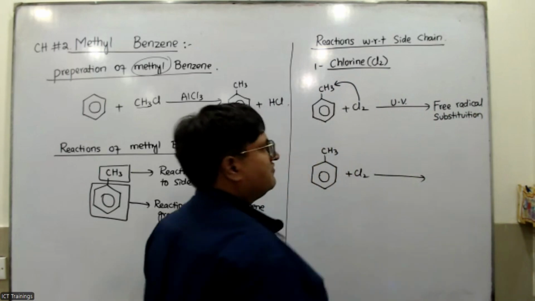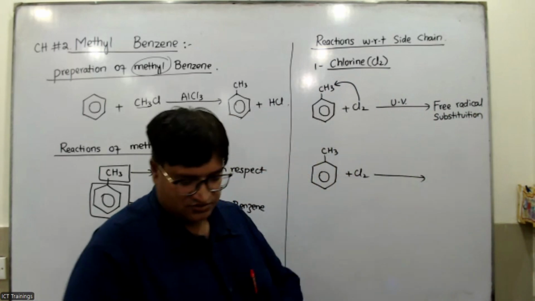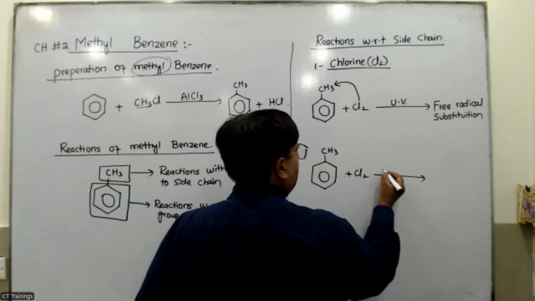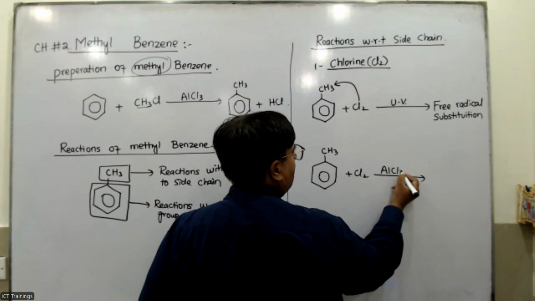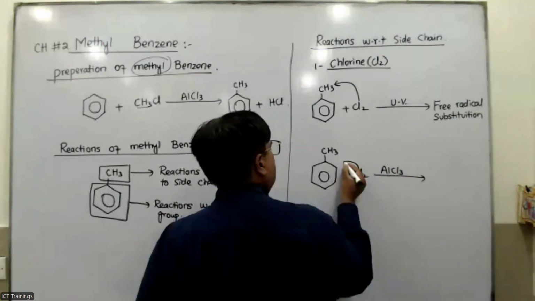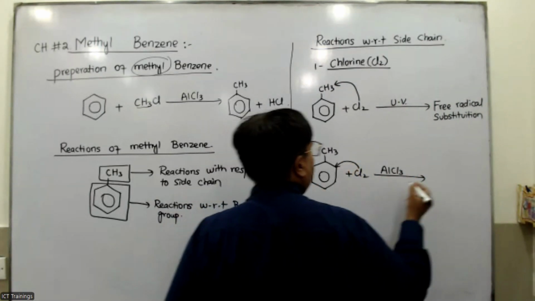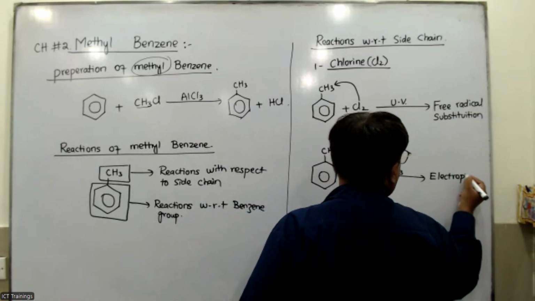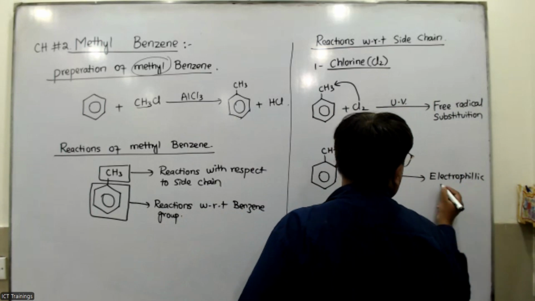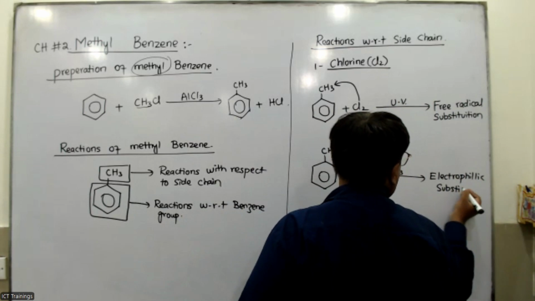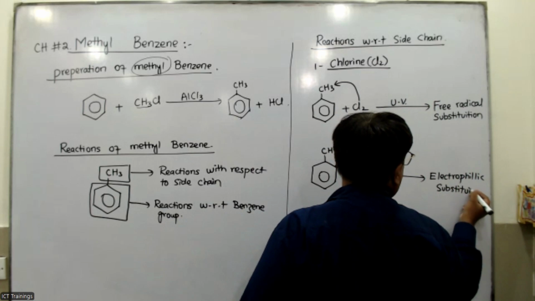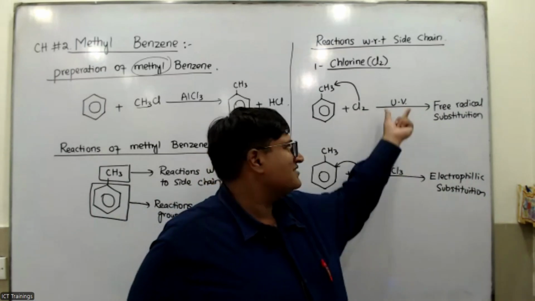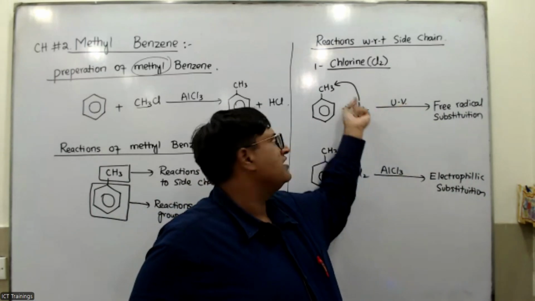Okay, free radical substitution. On the other hand, if you have chlorine and you use AlCl3 as a catalyst, this chlorine is going to attack the benzene ring. This is called electrophilic substitution.